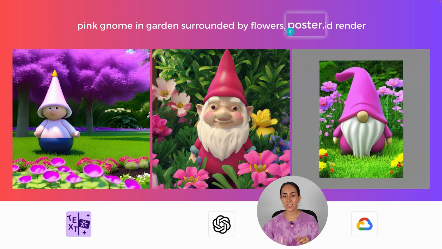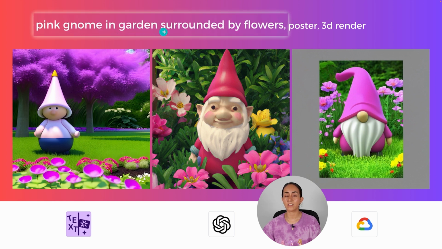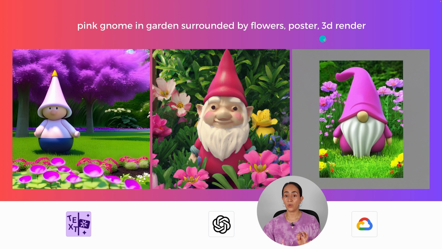The next keyword is poster, and Imagen actually applied the poster aspect ratio in this image. I'm not a fan of having this gray area in the image, but it took the poster aspect ratio into consideration. And also, if we pay attention to the prompt, it says pigeon in a garden surrounded by flowers. So surrounded by flowers, I see the Imagen picture and the Dall-E one.